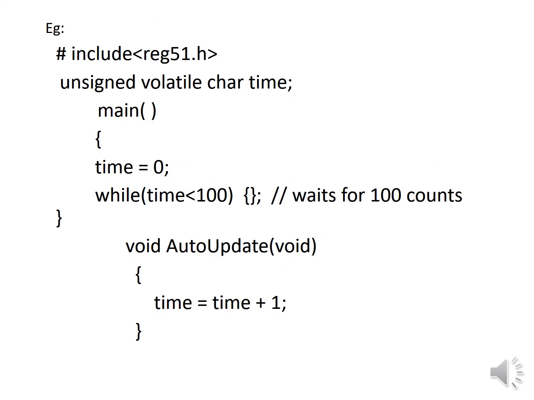So this is an example. Here we include reg51.h, and declare an unsigned volatile char time. In main, time is equal to 0; while time is less than 100, wait for 100 counts, otherwise it does not wait. Then void auto update, time is equal to time plus 1. It is increasing the time.